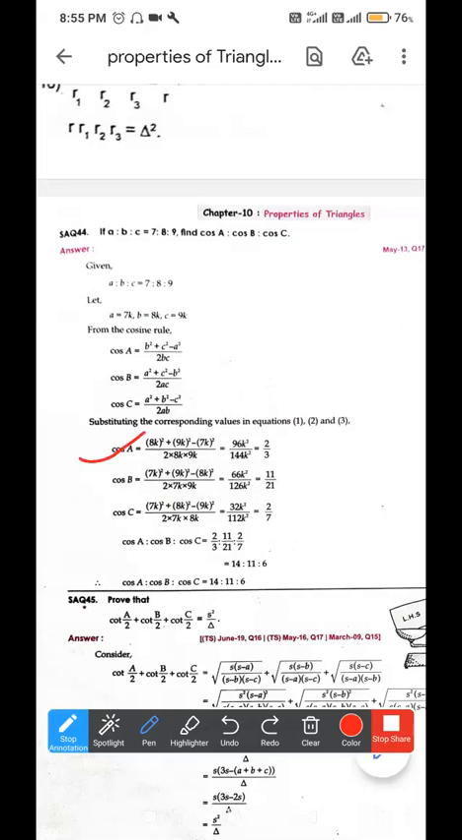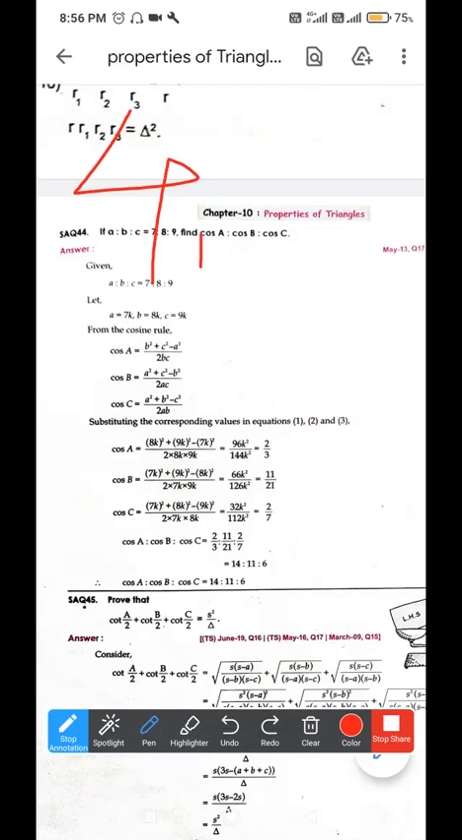Then cos A will be equal to, so substitute the values of a, b, and c in all these formulas. After that, you will get the answer. K squares will get cancelled. 2 is to 3, 2 by 3 is to 11 by 21 is to 2 by 7. Now multiply and divide 2 by 3 with 7, and multiply and divide 2 by 7 with 3. So your answer will be 14 is to 11 is to 6. 14 is to 11 is to 6 is your first answer.